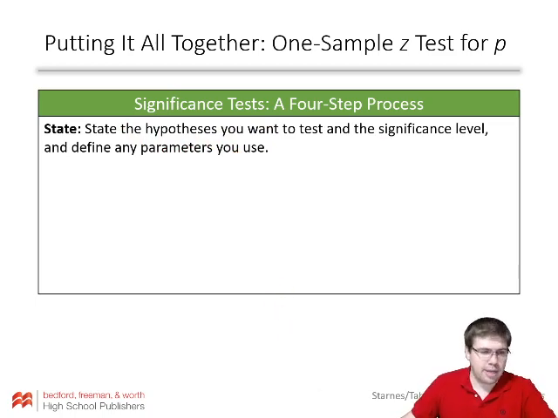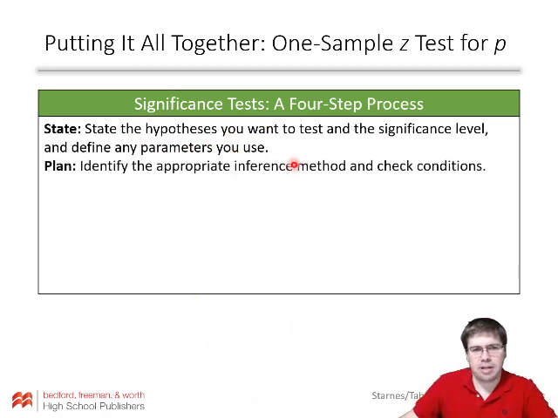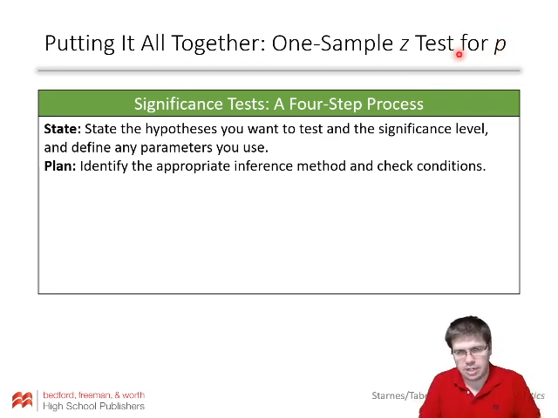Then plan is pretty much the same. Identify the appropriate inference method and check conditions. So for now, in this chapter, we're going to be doing one sample z tests for p, and that's going to be the name for all of the section 9.2 stuff. But eventually we're going to have the one sample t test for mu. And then, of course, you can mix in the confidence intervals from last chapter, and we start to have up to 4 methods by the end of this. So identify it and check the conditions.